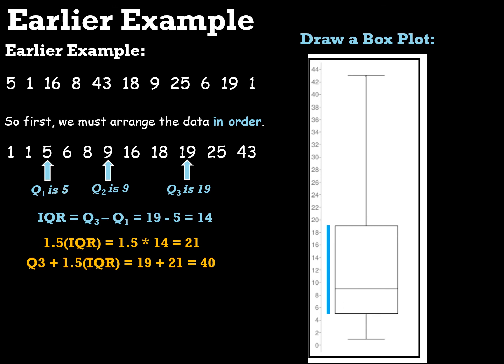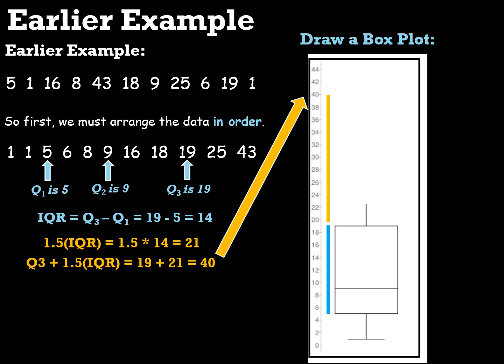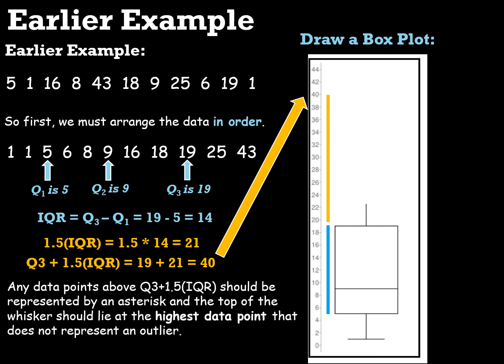outlier. So instead of having the box plot look like that, we would do this instead. We would put an asterisk for that 43 because we want it known that that was a data point, but we don't want it part of the whisker because it's a little bit too high to be considered a regular data point, and we would want to consider it an outlier.